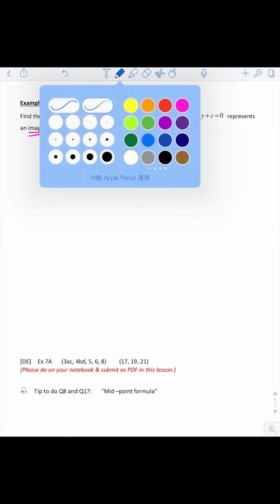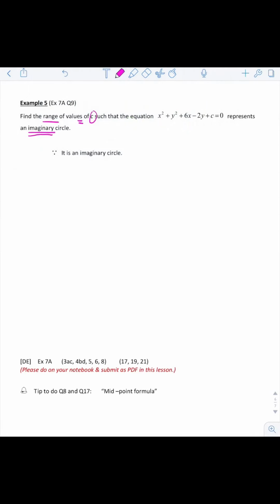Here we have to find the range of values of C such that the equation represents an imaginary circle. Because it is an imaginary circle, we know that the term under the radical sign is negative for the radius. First, you have to check if the coefficients of x squared and y squared are both equal to 1. And for this case, it is okay.